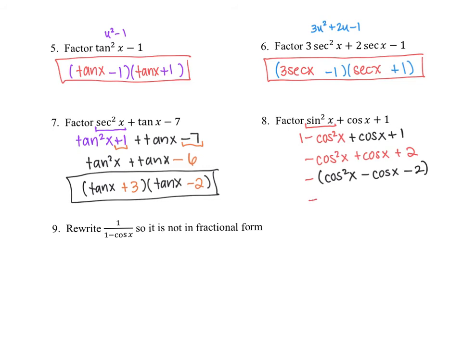Okay, remember this is like u squared minus u minus 2. So what am I trying to get? I'm trying to get negative 2. So negative 2, positive 1. Instead of u, I'm using cosine. Okay, and if you did not factor out the negative, you would have a similar factorization as this one, but the negative would be distributed into one of the factors.